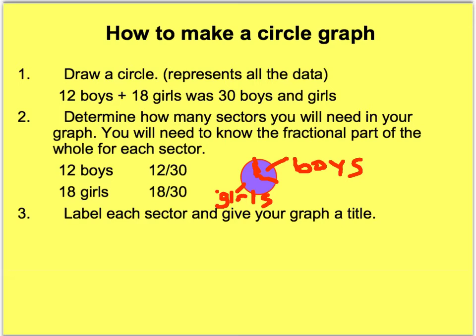And the last little bullet point said, hey, label each sector and give your graph a title. And so we had students in the class. Those are those different steps to make that circle graph. I think the other one looked nicer than the one I just sketched, but you get the idea.